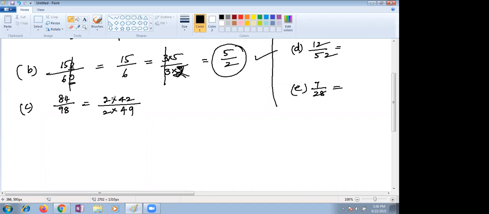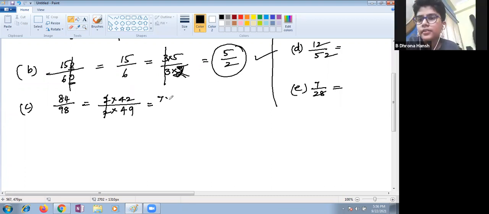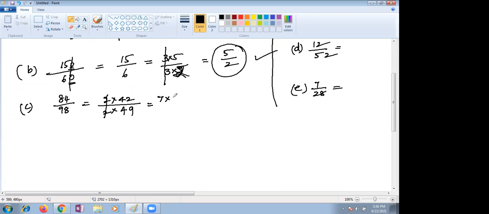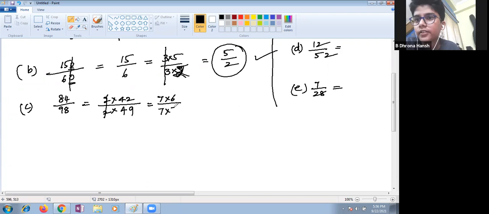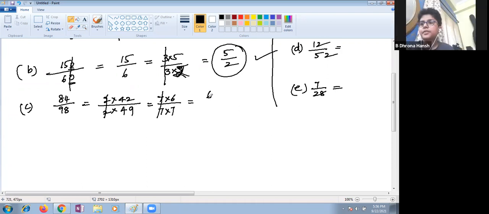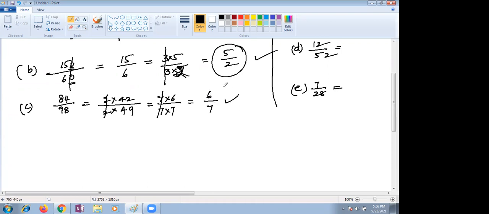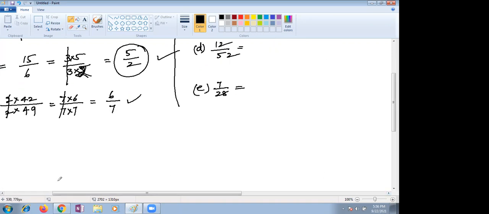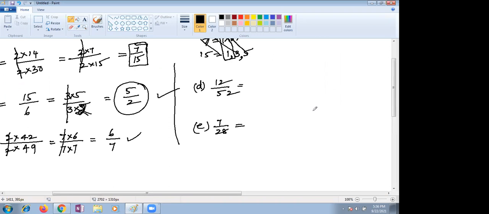It's 42 by 49, ma'am. Now who is out in this game? 2. Now you can check 42 and 49 will go in which table? 7. Very good. 7 how many times? 7 sixes are 42, and 7 sevens are 49. Who is out now? 7. What is the lowest form? 6 by 7, ma'am. Wonderful, Drona. Good job. Next question goes to a very big question. I think you will do little big sums also.